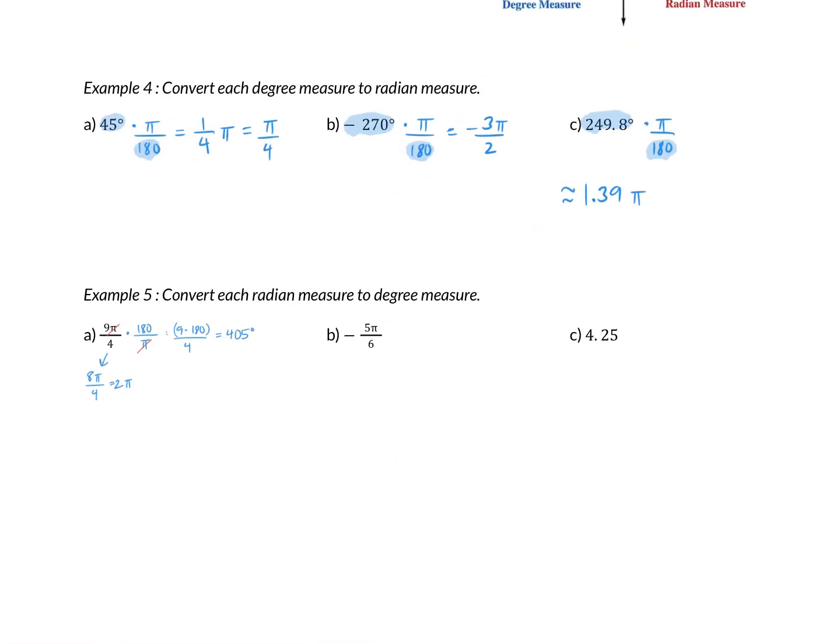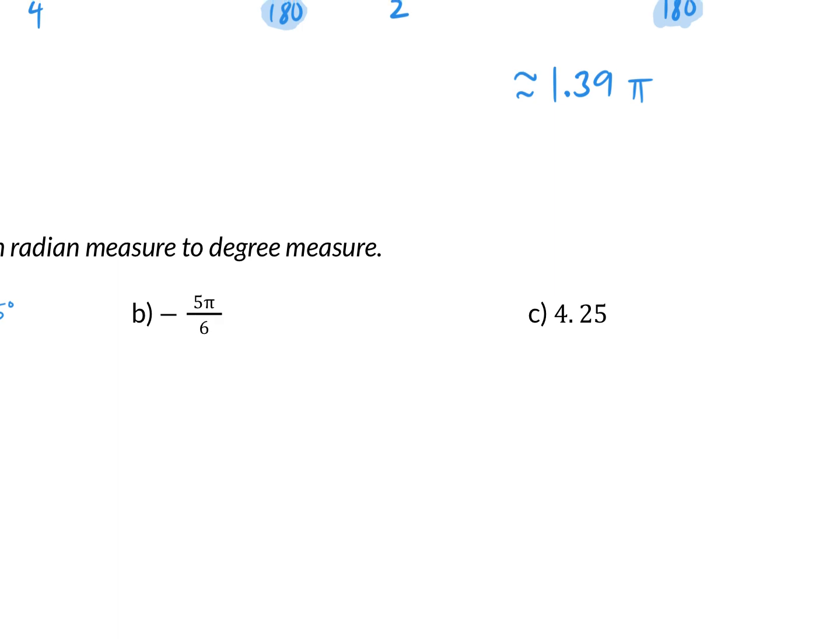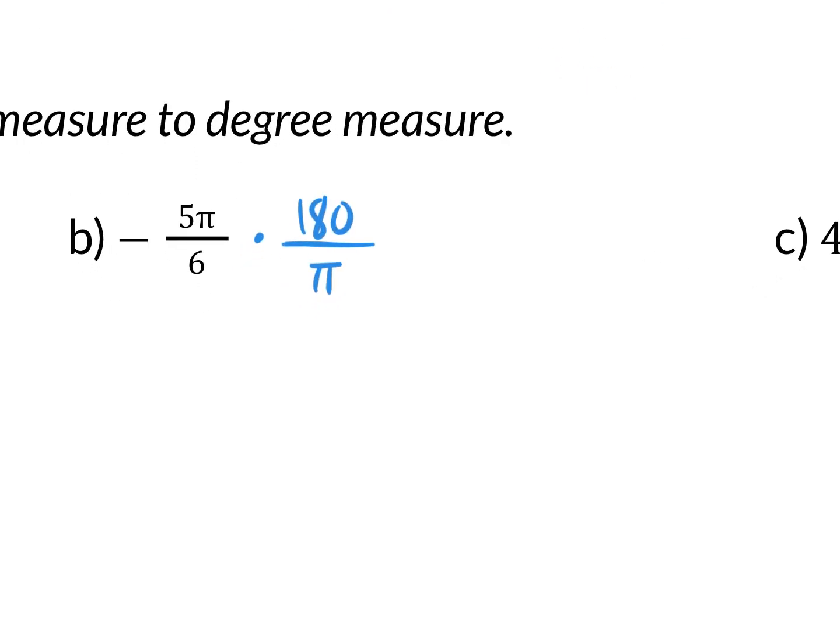Okay, back to it here. Letter B, negative 5 pi over 6. Again, multiplying that by 180 over pi, because I want those pi's to cancel out. Pi's go away. I need you to multiply across the top and divide by the denominator. My answer will be negative. That is okay. You should get negative 150 degrees.